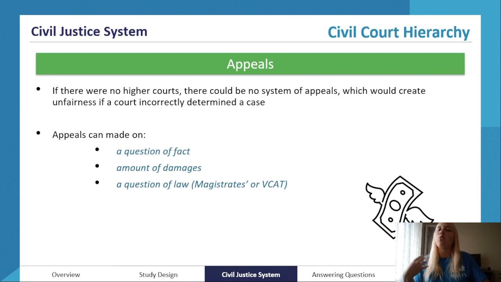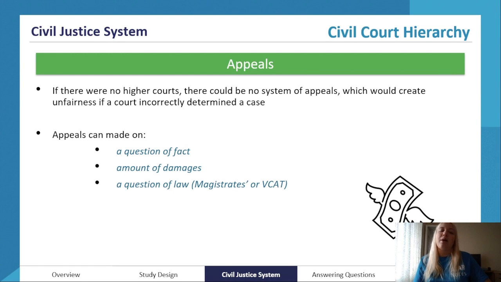So appeals, what are the grounds you can appeal based on in the civil court system? It's either a question of fact, that means liability. So the defendant can appeal saying that they weren't liable, but they must have sufficient grounds to show that there is a good reason for them to appeal. Or the plaintiff may have failed in proving that the defendant is liable, and they can appeal based on the fact that the outcome was wrong. The defendant is liable. Okay, so that's called a question of fact.